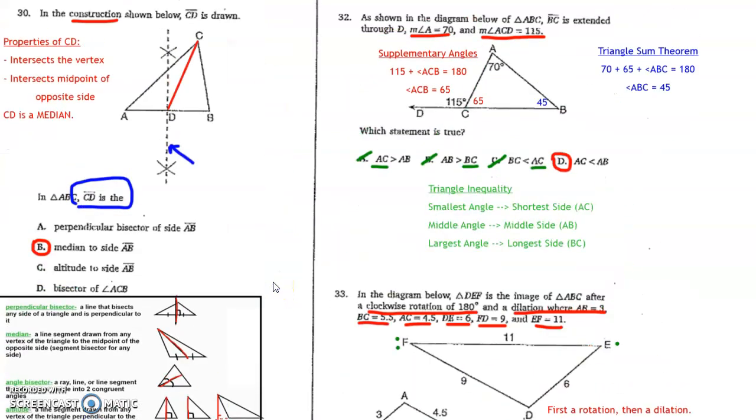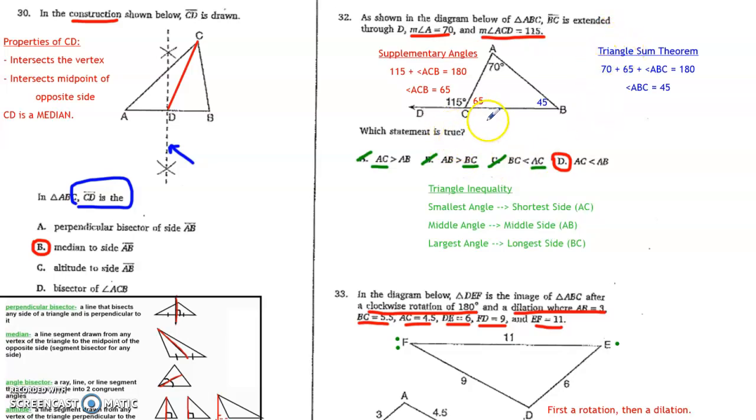For question number 32, we're given some information about this triangle. We have an exterior angle here. So we're able to do 2 different things. We can use the exterior angle theorem, or we can use supplementary angles and then the triangle sum theorem, which is probably my favorite way of doing it.